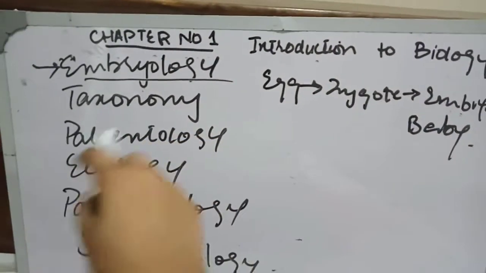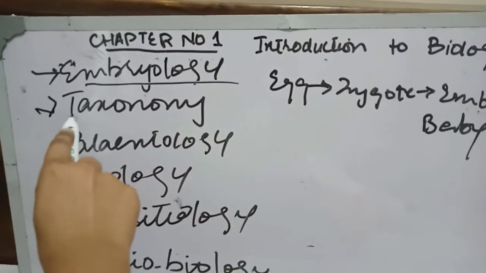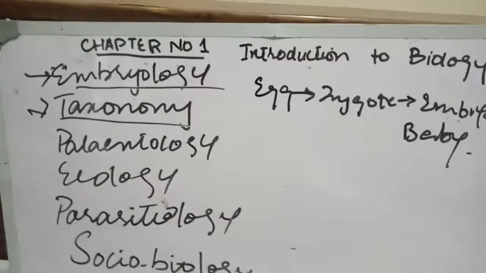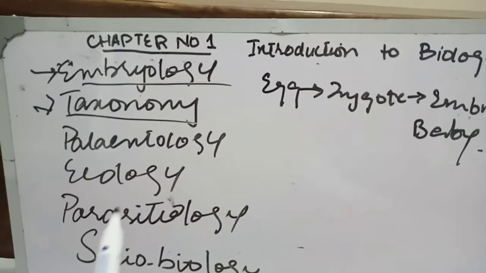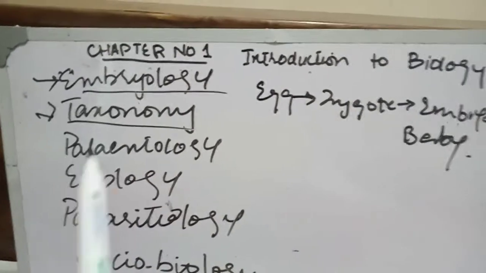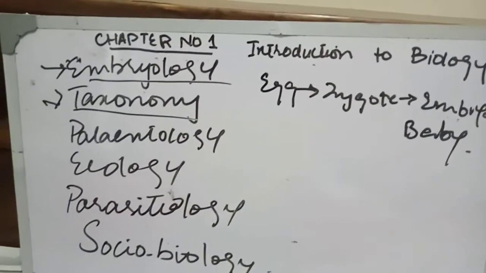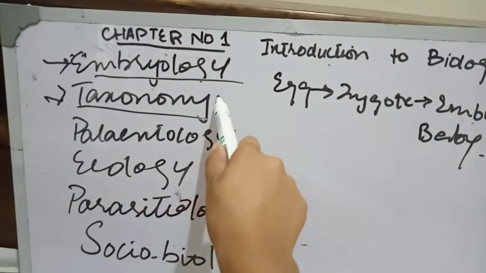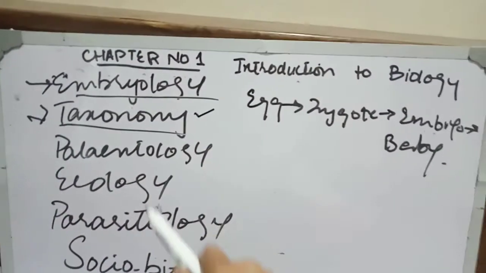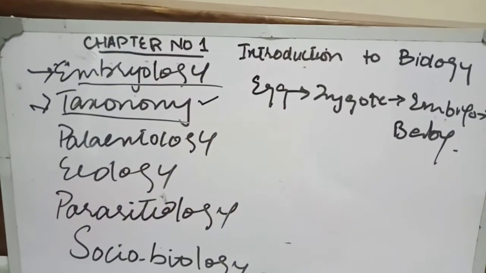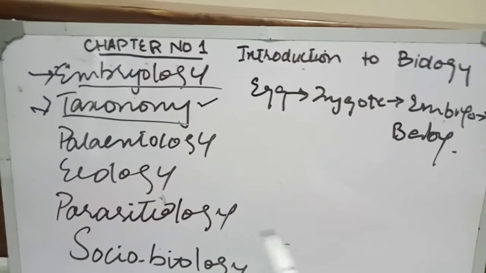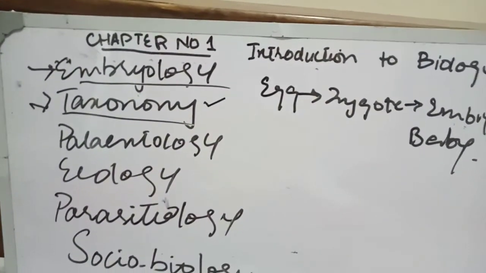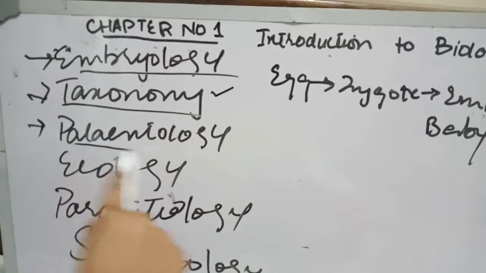Is it clear now? After this, we are going to study taxonomy. This is the branch of biology in which we study naming and classification. How do we classify organisms? We classify organisms into groups and subgroups, so it becomes easier for a person to study them, and for better understanding and the convenience of scientists to work on them. So there is taxonomy, and after this there is paleontology.